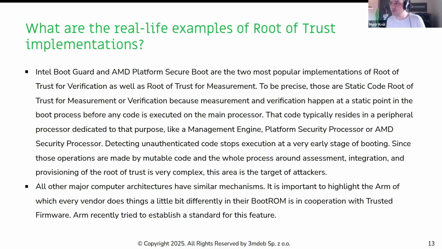What are the real-life examples of root of trust? I already mentioned Intel Boot Guard from Intel. We have AMD Platform Secure Boot, which is not very popular because there was this very interesting article from ServeTheHome, where they put the processor into a mainboard and it was fused by the first boot, and essentially then you couldn't move the processor to another mainboard.